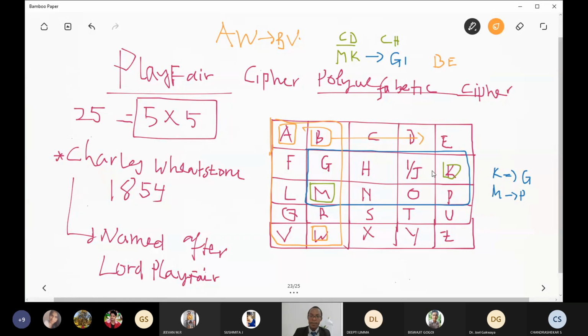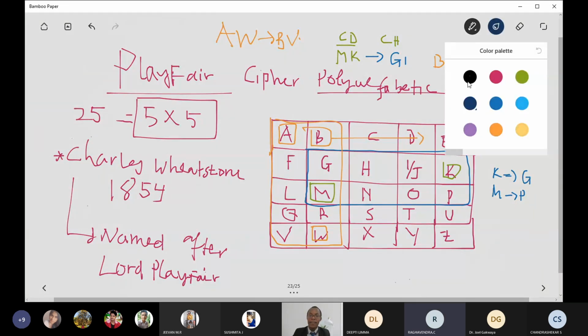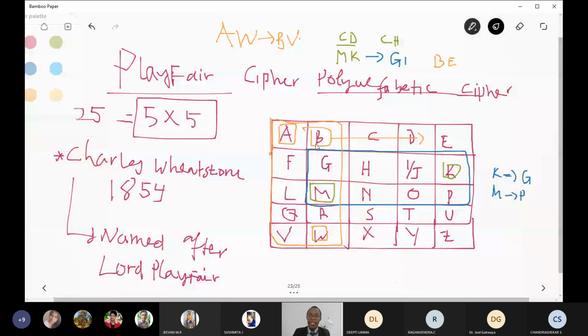Sir, for A and W, is it VB or BV? First, let me go for A and W. W is here, right? So A and W, we cycle this one. They are in this rectangle. Then it's going to be B and V. BV. We look to the rows. VB or BV?